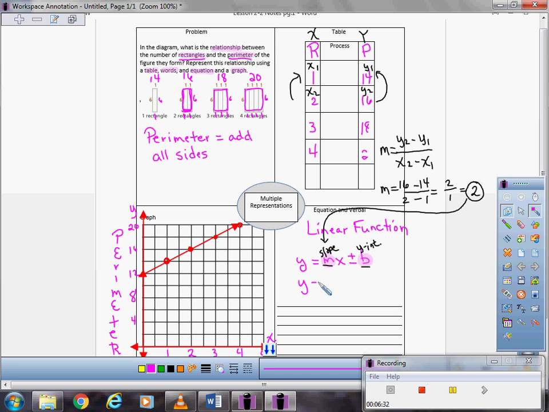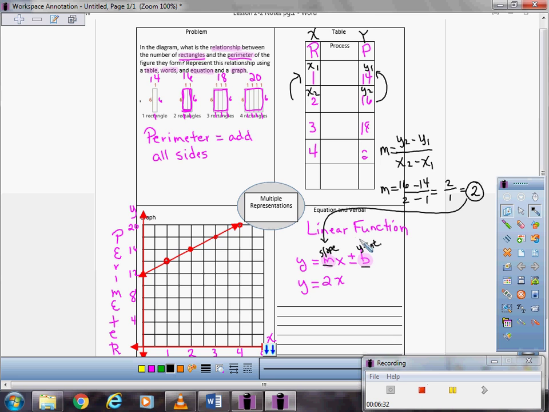We got y equals 2. The x is part of your formula. It will stay in your equation. And then here we just need to find out what the b is. The b is simple to find as well because the b is just your y-intercept.